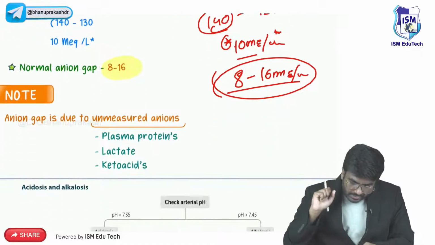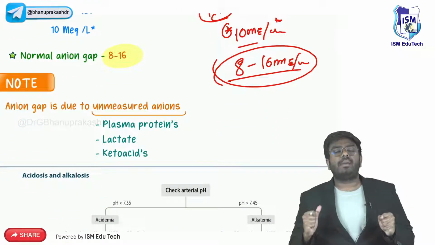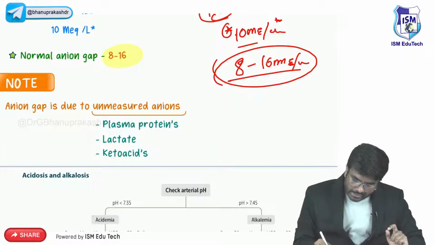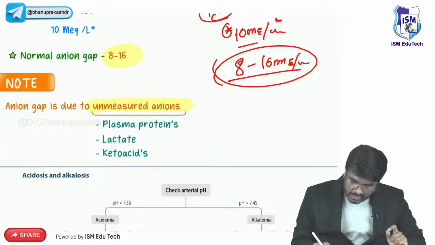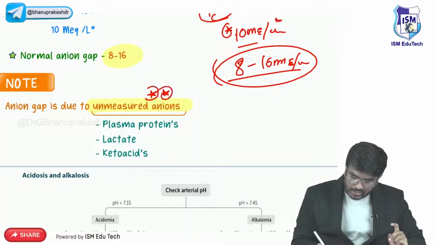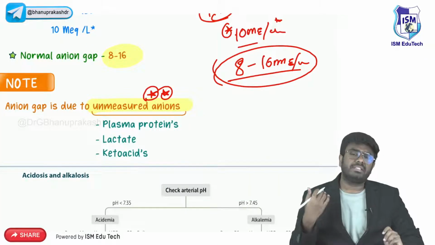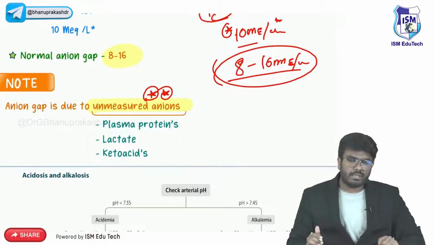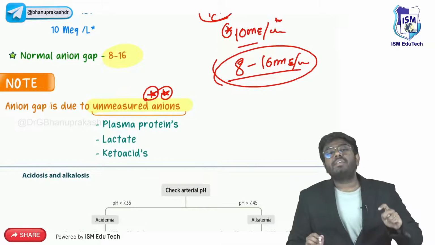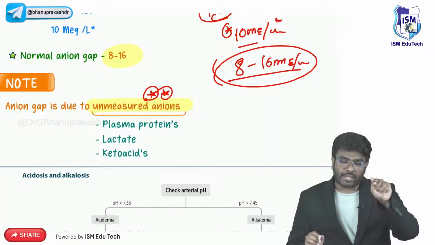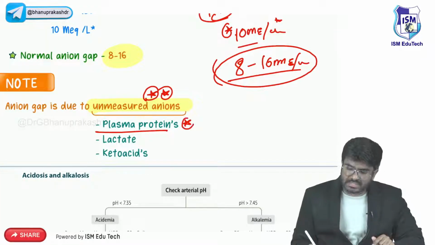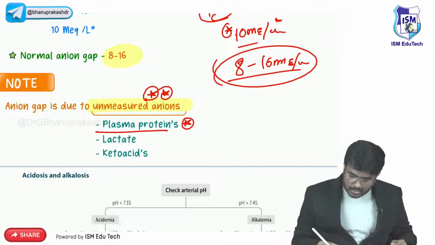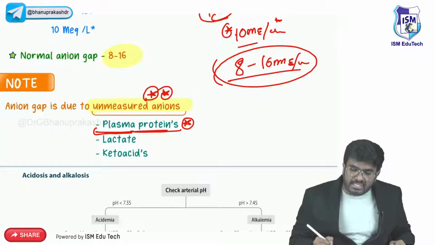Okay, now they will ask you what this anion gap is because of. Simply remember these points. The anion gap is because of unmeasured anions. Certain anions you cannot measure in your body, like plasma proteins. You cannot measure certain negative charges in your body. Plasma proteins are negative charges, but can you count them? No, you cannot count them. So because of the unmeasured anions, there is this anion gap.